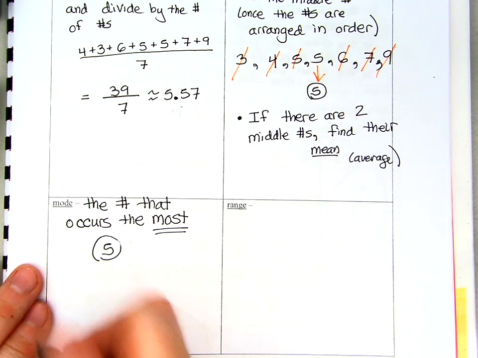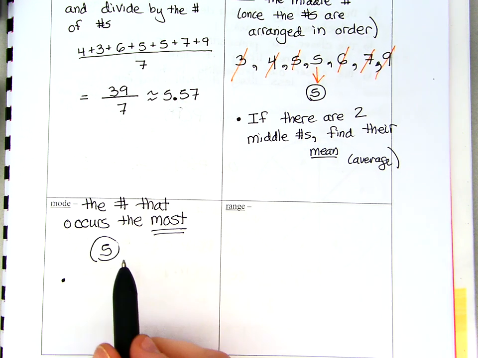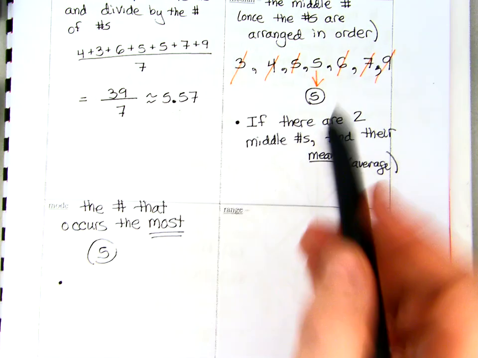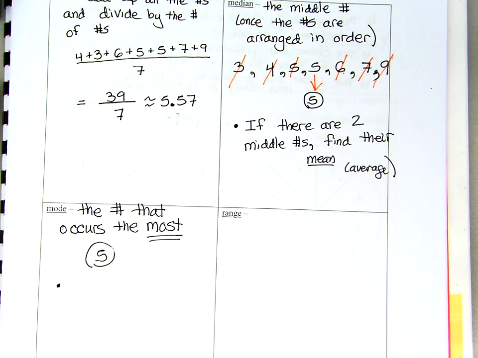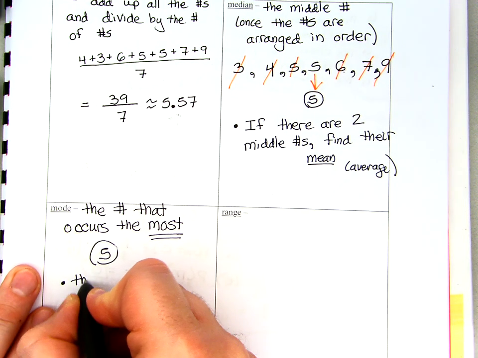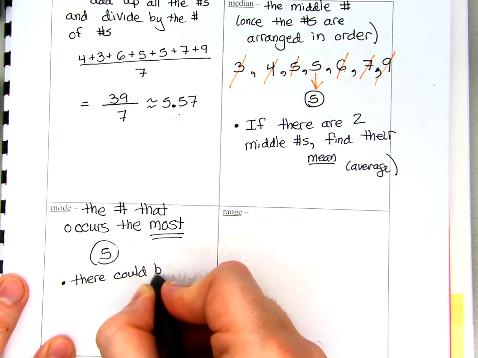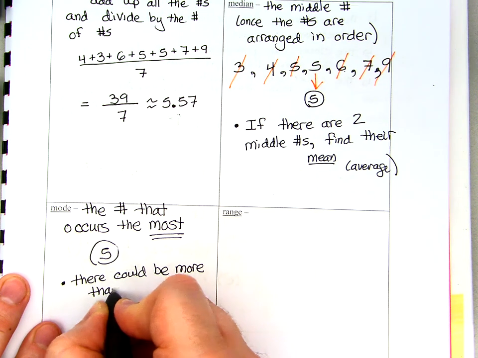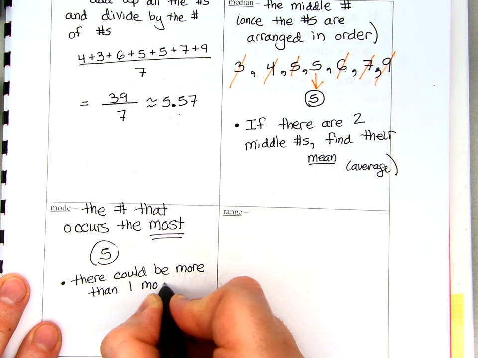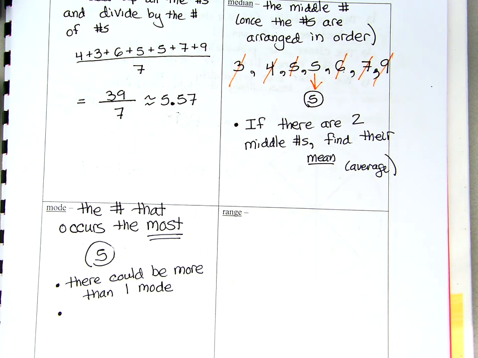I want to make 2 notes on this. First of all, there could be more than one mode. I had two 5s, but if I also had two 6s, I would say there are two modes, 5 and 6. Again, make sure this is going in your notes. There could be more than one mode.